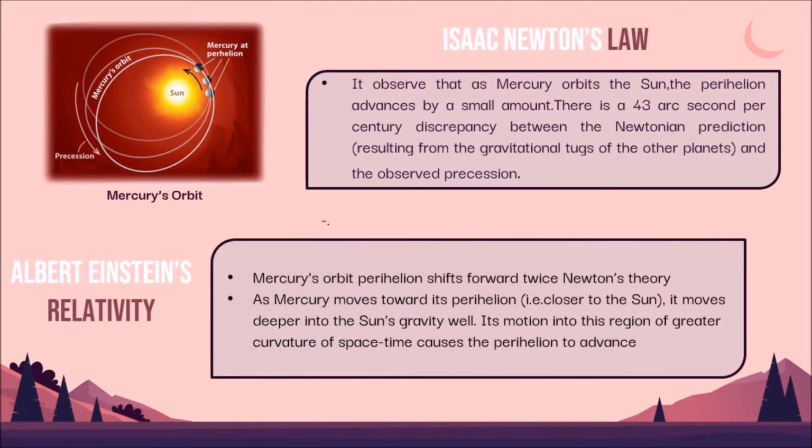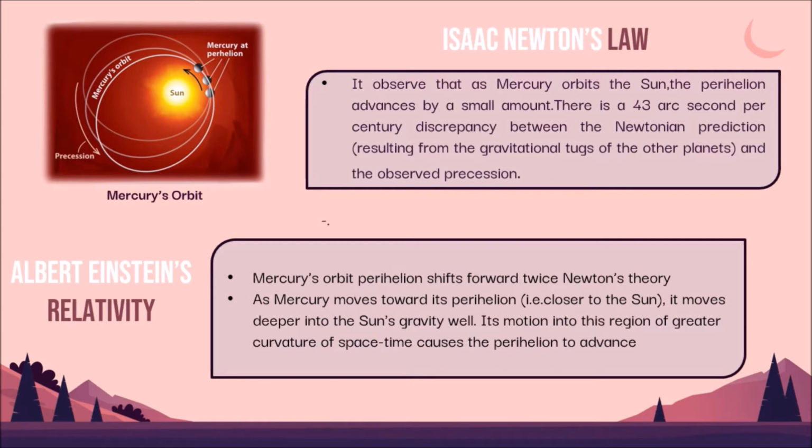Next, the issue of Mercury's orbit. The point of the orbit that is closest to the Sun is called the perihelion. We observe that as Mercury orbits the Sun, the perihelion advances by a small amount. However, Newton's theory does not fully explain this precession of Mercury's perihelion. There is about a 43 arc-second per century discrepancy between the Newtonian prediction and the observed precession.